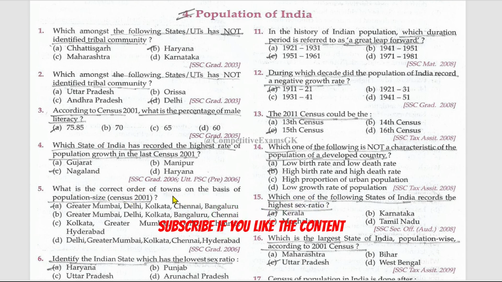What is the correct order of towns on the basis of population size? Greater Mumbai, Delhi, Kolkata, Chennai, and Bangalore. This is according to the 2001 census. But according to the 2011 census, which town has the greatest population size? Mention it in the comments.